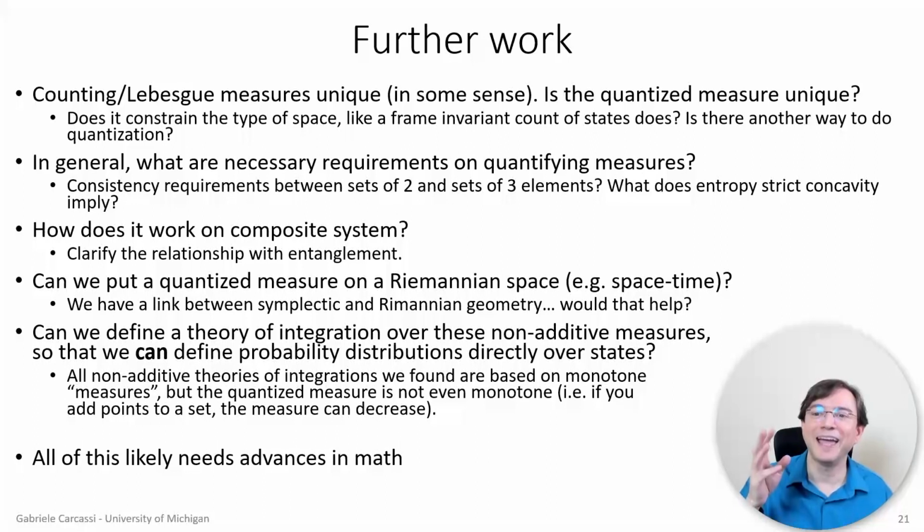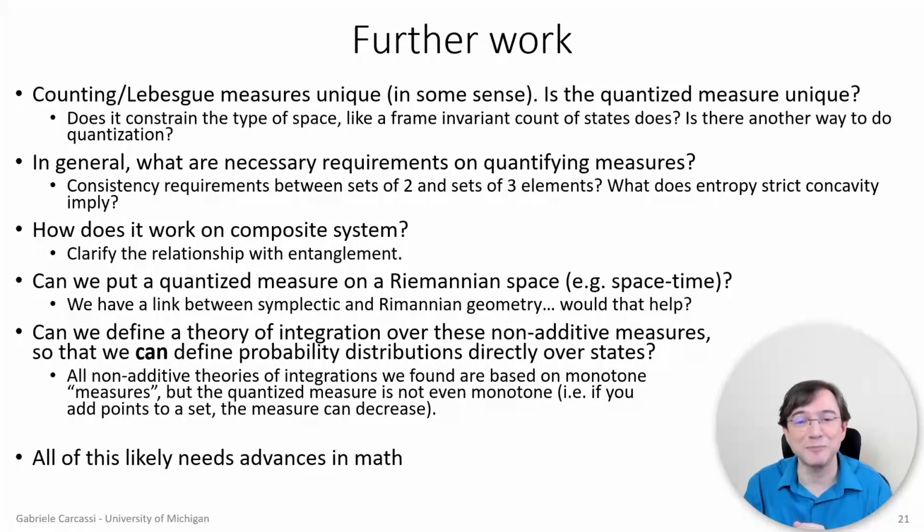How does it work for composite systems? In a composite system, you would have the product of the Liouville measures in classical mechanics. How does it work for quantum mechanics? I have no idea. That's a whole thing that needs to be studied. And again, the idea is, can we put a quantized measure on a Riemannian space so that we could have some idea of how to quantize space-time with this motivation. And we do have a link between symplectic geometry and Riemannian geometry, so maybe that's a venue to pursue this, maybe not. I have no idea.